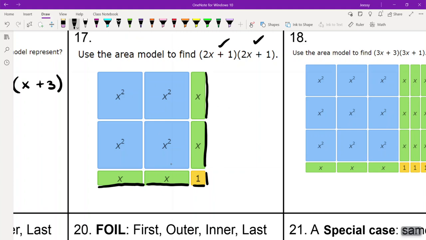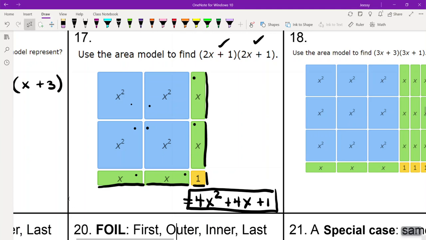What is the area? Well, let's count. How many blue ones do we get? Right? So the answer is going to be 4x squared. How many x bars do we get? 4, so plus 4x in a single one. It's like they already did the work for you, okay? They just want you to multiply.